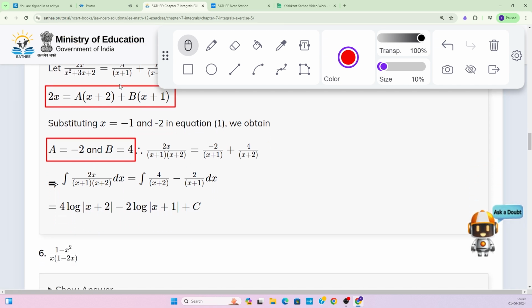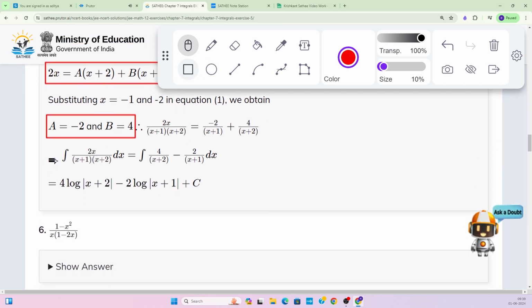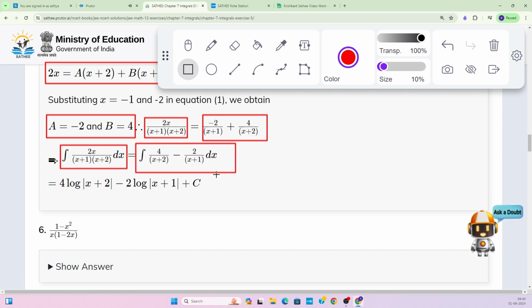This means your expression will be now what? 2x divided by (x plus 1)(x plus 2) is now changed to partial fractions as minus 2 divided by x plus 1 plus 4 divided by x plus 2. This means this integration can be rewritten as the integration of 4 divided by x plus 2 minus 2 divided by x plus 1 dx. After evaluating the integrations separately, you will get 4 times log modulus of x plus 2 minus 2 log modulus of x plus 1 plus some constant. Okay, clear? Let us move next.